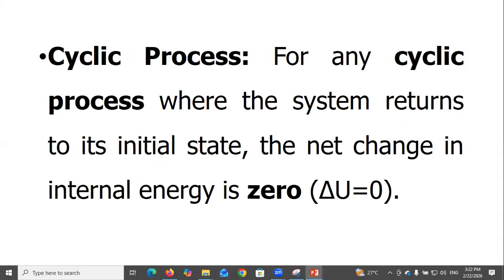Cyclic process: in any cyclic process where the system returns to its initial state, the net change in the internal energy is zero, that is, delta U equals zero.